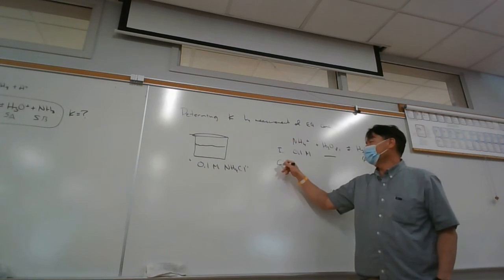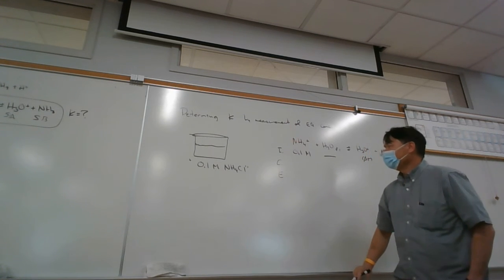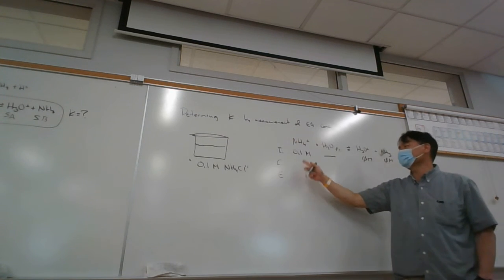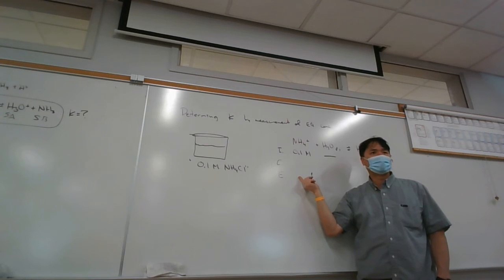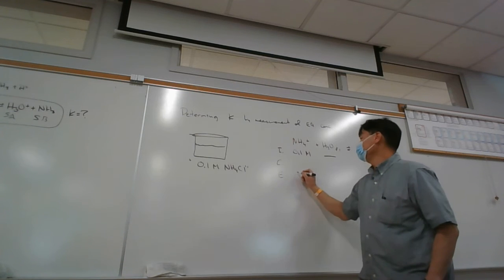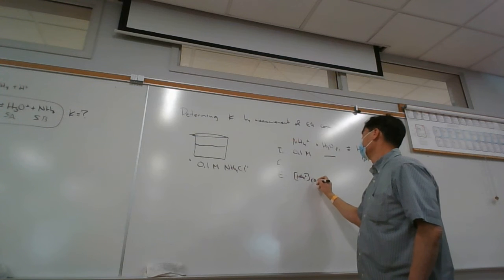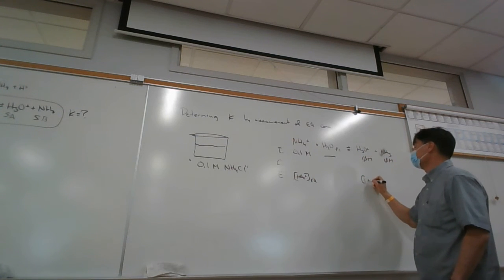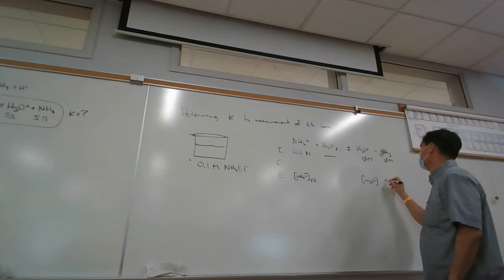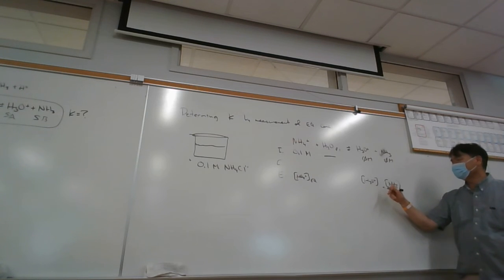There's going to be a change, but I have no idea how much it's going to change. And then I need this. I need to know what the equilibrium concentration of ammonium is. How much did I lose? If I lost 10%, then I'm at 0.09. If I lost 20% of this, then I'm at 0.08. And so what I need is the equilibrium concentration of ammonium. And I need the equilibrium concentration of hydronium. And I need the equilibrium concentration of ammonia. And so I got to figure out a way to measure these.